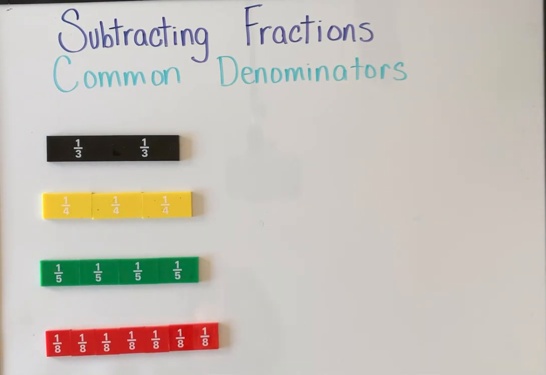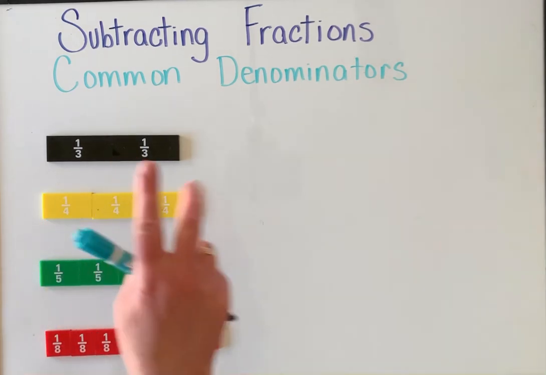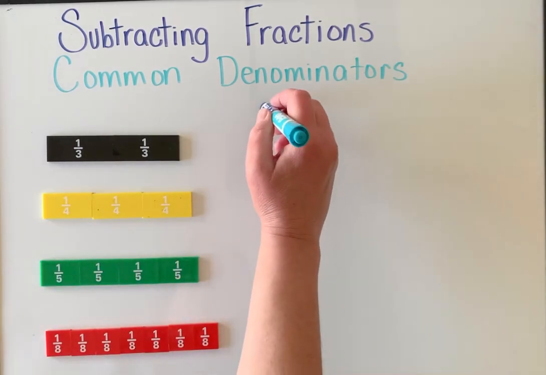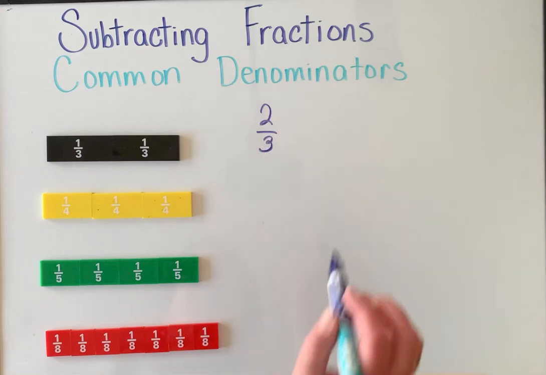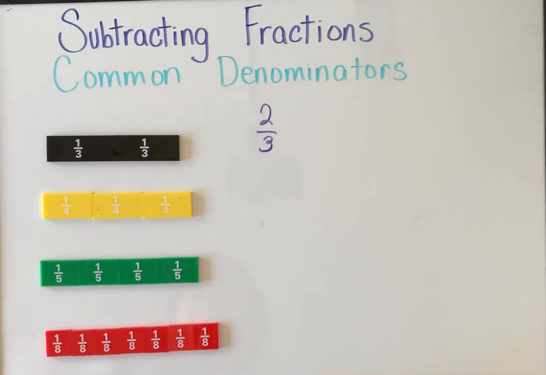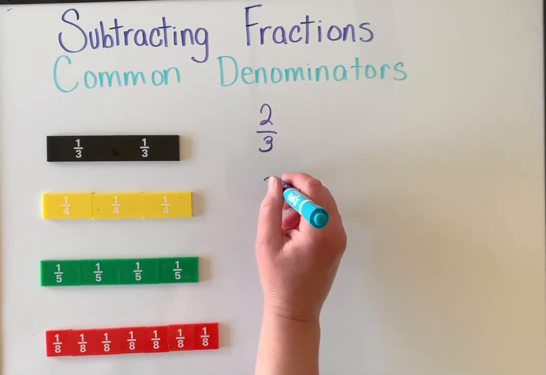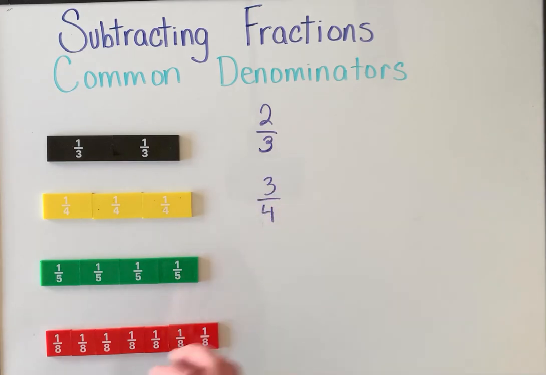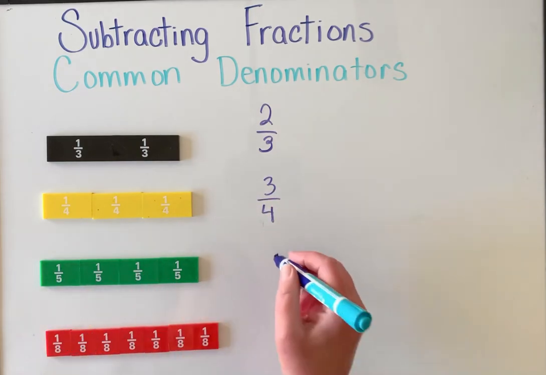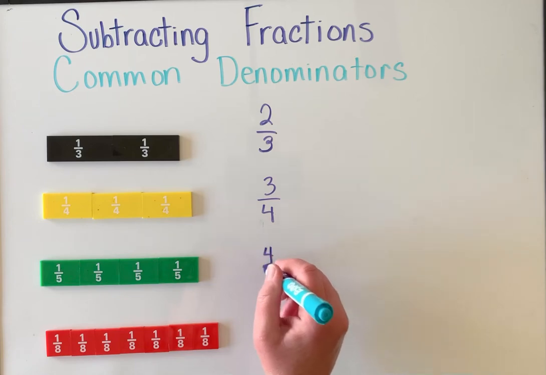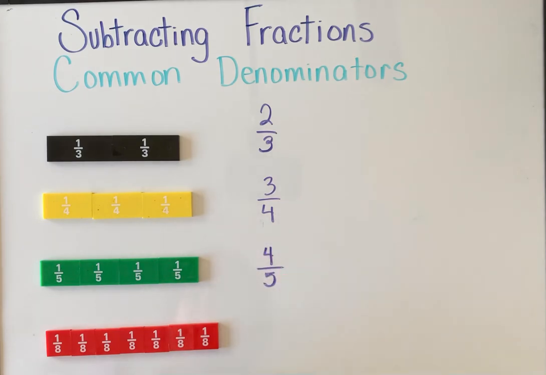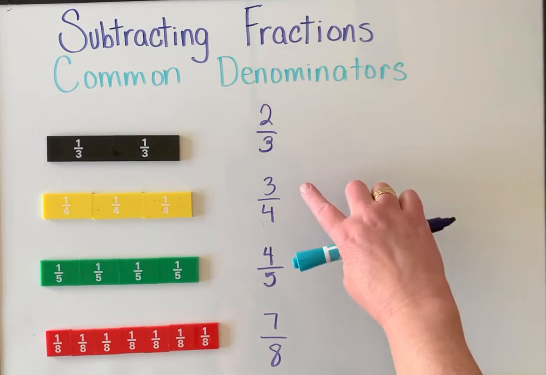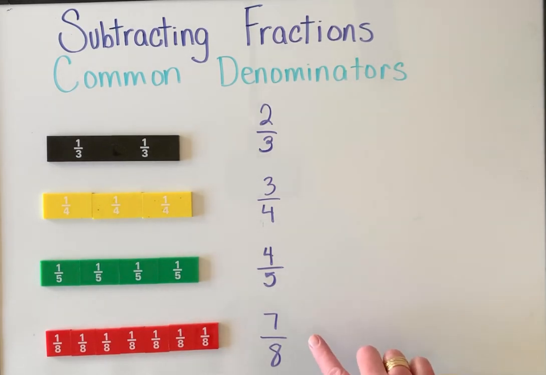Let's go ahead and name each fraction. So here I've got third pieces and there's two of them. So here we have 2/3. Here are some fourth pieces and there are three of those fourths. So there's 3/4. 1, 2, 3, 4 pieces, and my pieces are in fifths. And then 1, 2, 3, 4, 5, 6, 7 pieces, and my pieces are in eighths. So here I've got 2/3, 3/4, 4/5, and 7/8.